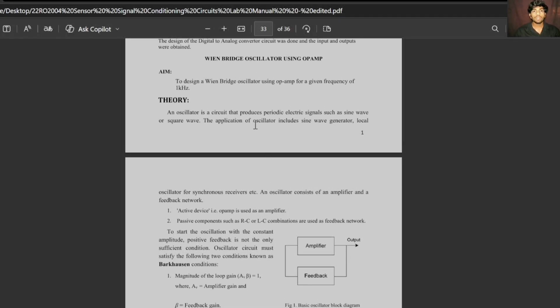Experiment number 7 is Wien Bridge oscillator using op-amp. The aim is to design a Wien Bridge oscillator using op-amp for a given frequency of 1 kHz.